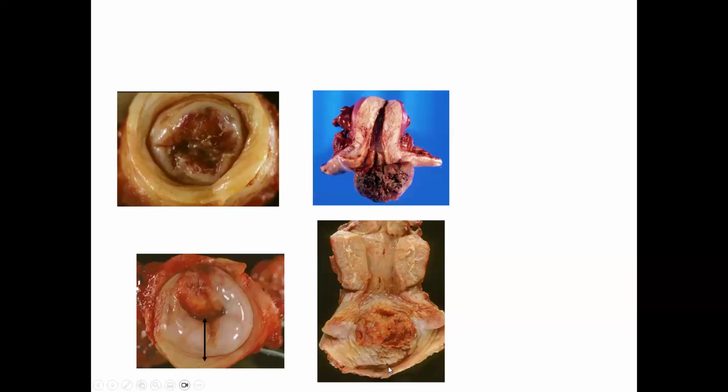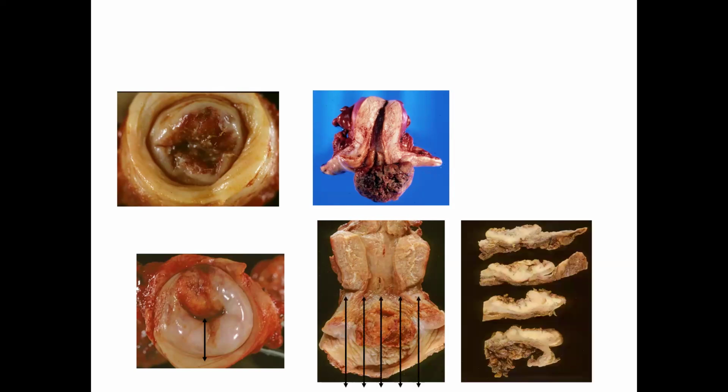And here is a big fungating mass of the cervix, of the endocervix. This is another example of advanced endocervical adenocarcinoma. And then you serially section this specimen, and you can look at it in this way. You see, here's the vagina, 2 or 3 centimeters of vagina, and here's the ectocervix. And you see the endocervical canal is replaced by this necrotic fungating mass.